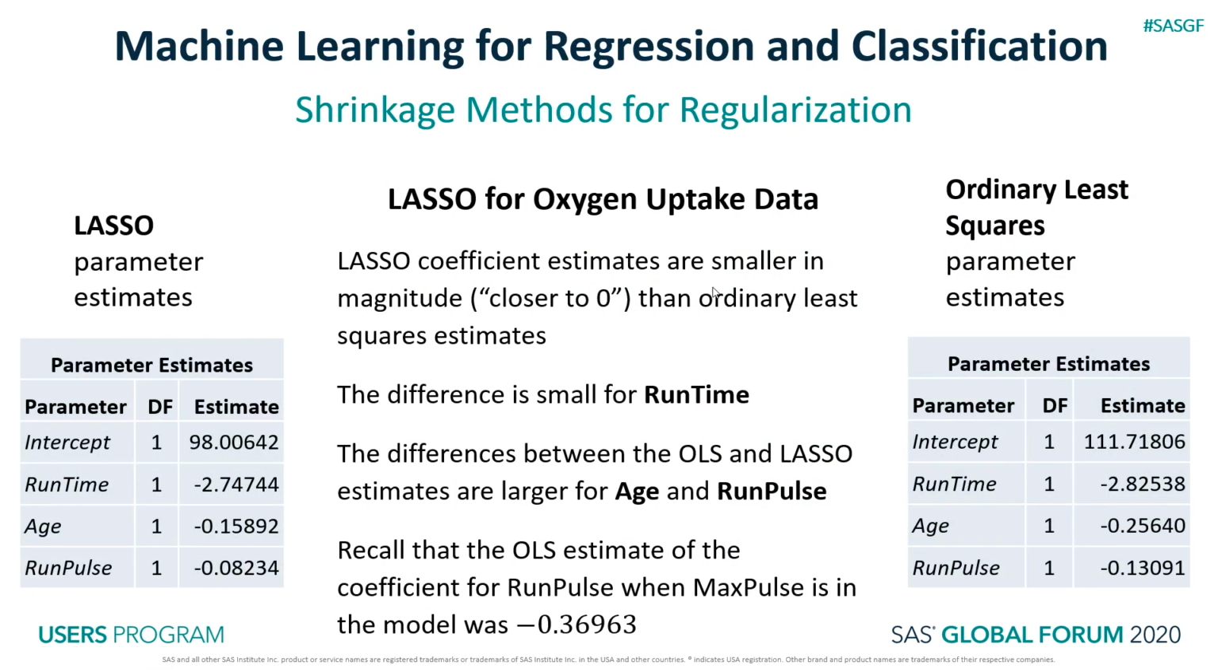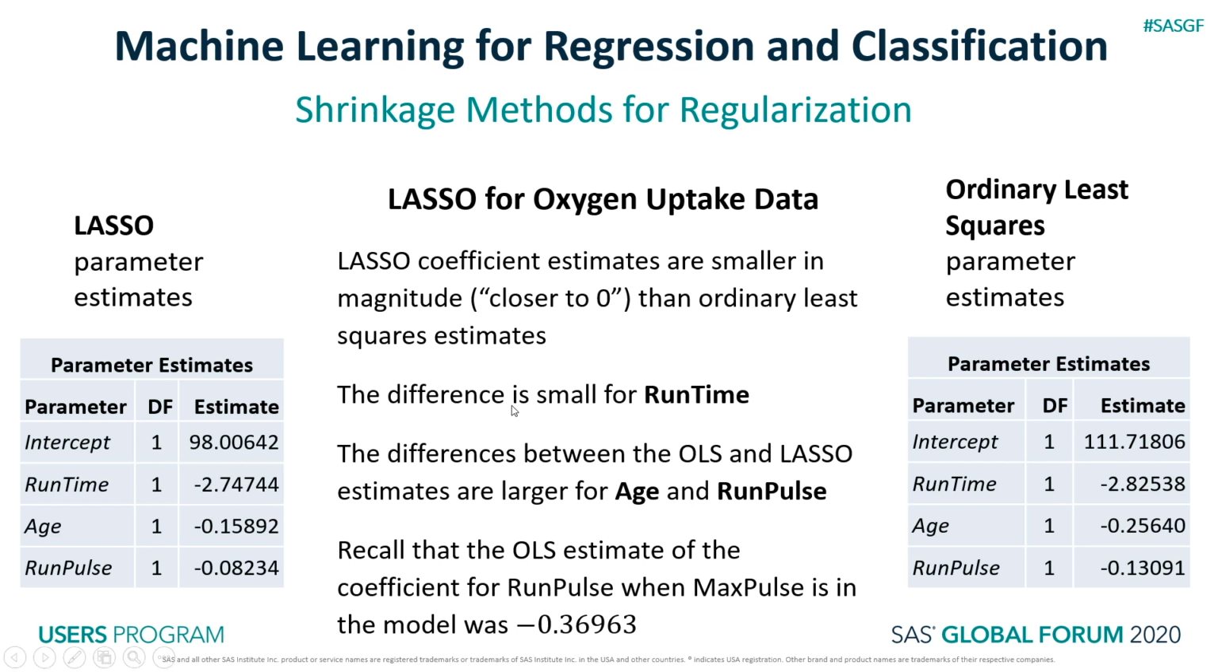So in this rather congested slide, on the left-hand side, I've got the LASSO parameter estimates for the variables retained in the model. And of course, they're slightly shrunk towards 0. And I've got the ordinary least squares parameter estimates. And across the board, the LASSO coefficient estimates are smaller in magnitude, by which I mean closer to 0, than the ordinary least squares estimates. The difference is small for runtime. The differences between the ordinary least squares and LASSO estimates are a little larger for age and run pulse.